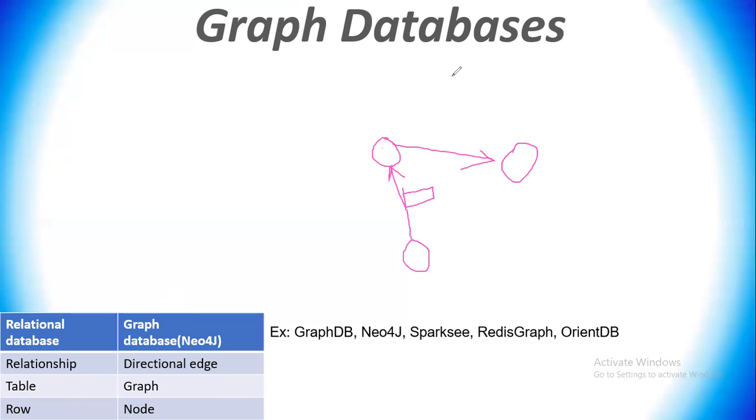So that's why these graph databases are used when we have complex use cases. These are some examples of database management systems for graph databases: GraphDB, Neo4j, Sparksee, Redis Graph, or ArangoDB.